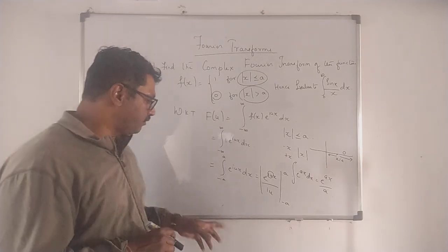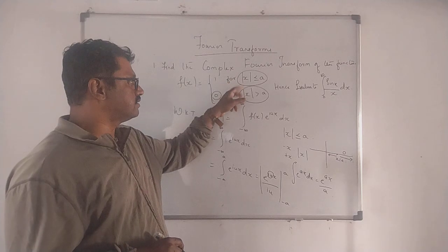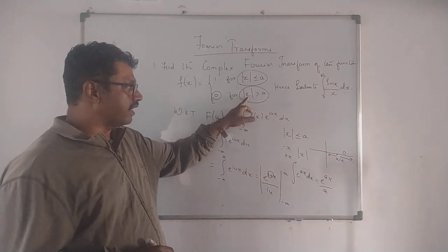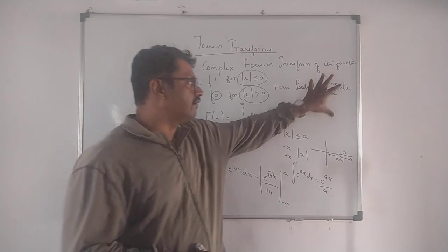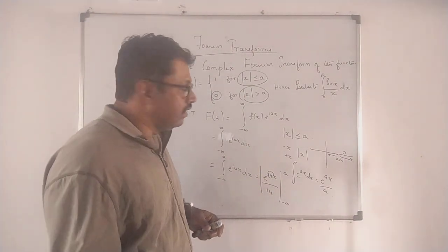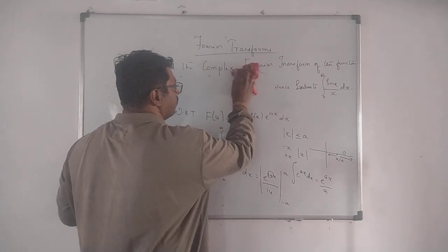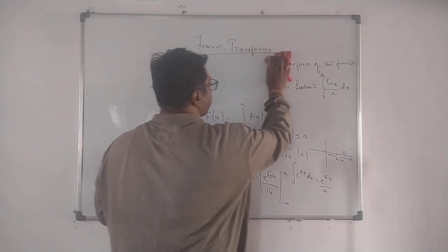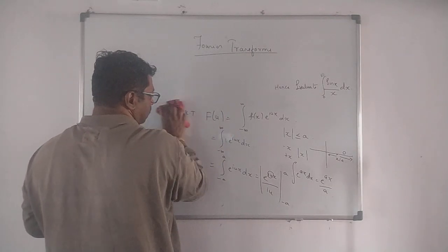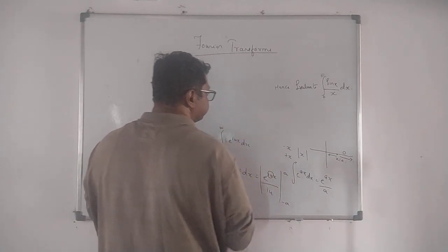Understood? This is how to solve the problem of f of x equal to 1 for mod x less than or equal to a, 0 for mod x greater than a. We have to evaluate this. First copy this. This is how to solve it. Now I will rub this problem. I will keep what is needed. That's all. So this also I will rub. This also I will rub.